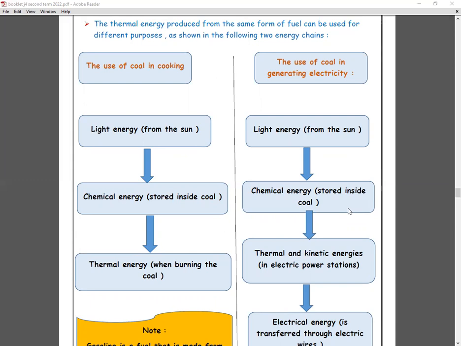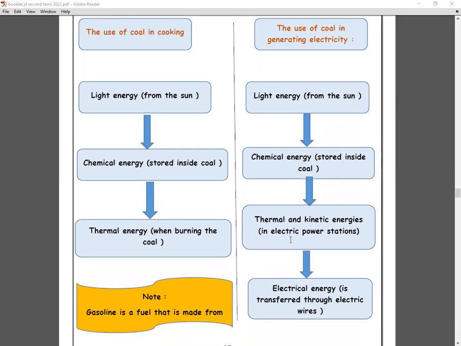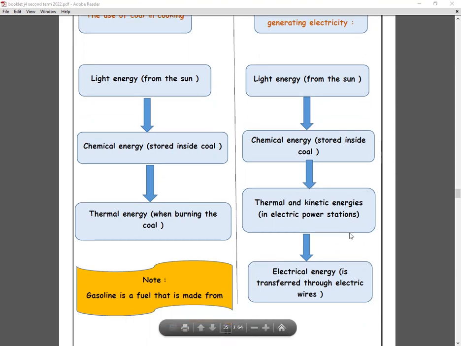After that, we burn the coal to convert chemical energy into thermal energy. After that, this thermal energy produces steam or water vapor to move the turbines. Then thermal energy is converted into kinetic energy in the electric power station, which is used to generate electrical energy, transferred through electric wires. And don't forget, all electric wires are made of copper. Why? To allow electric energy to flow inside them.